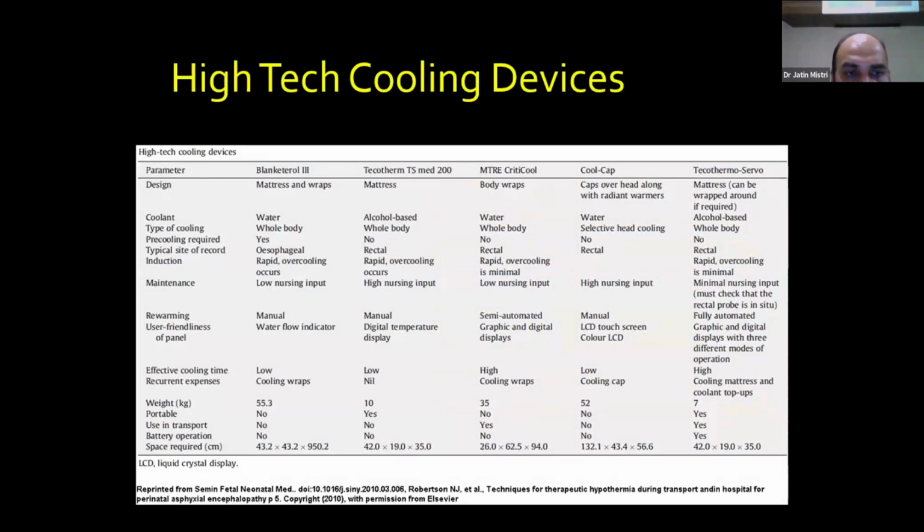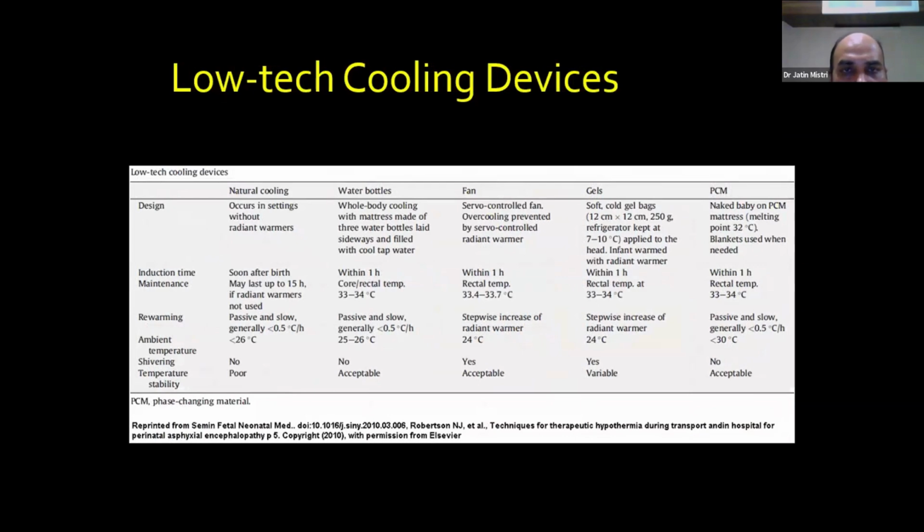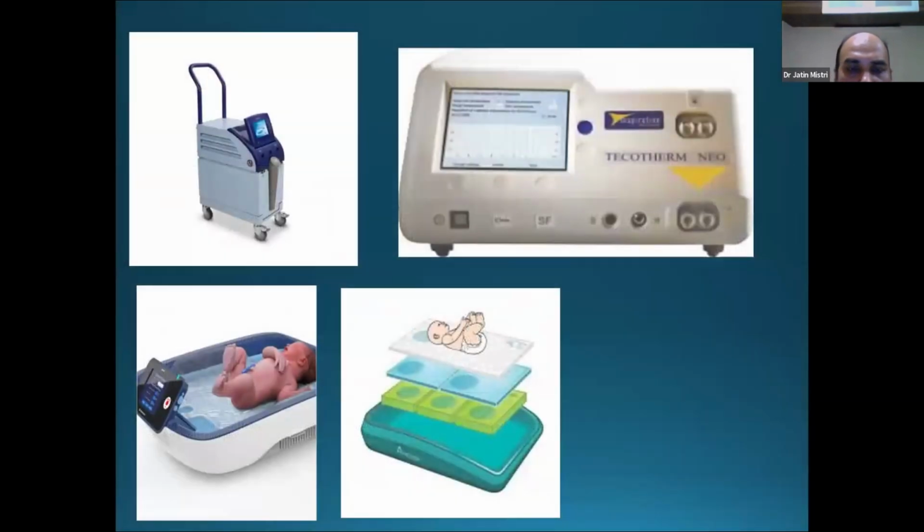They all are very good in rewarming. There is a very good induction phase. They quickly cool the body and they sustain the temperature for a longer time without much fluctuation. These are the low technology cooling devices, where you do natural cooling or use water bottles, or you can use fans, gels, and phase changing materials. You can see induction time has been within 1 hour in all of these methods as well.